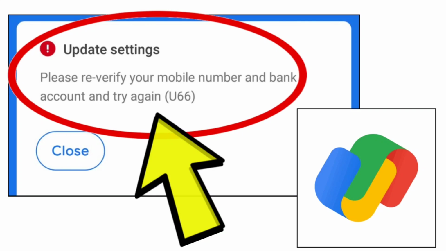How to fix Google Pay app update settings. Please re-verify your mobile number and bank account and try again. U66 problem step-by-step detailed solution.